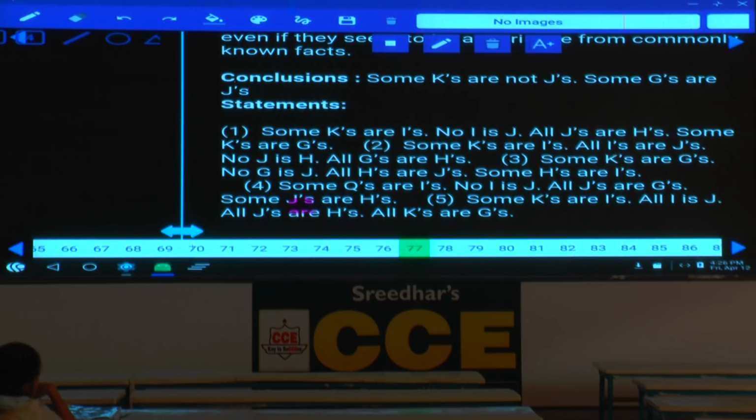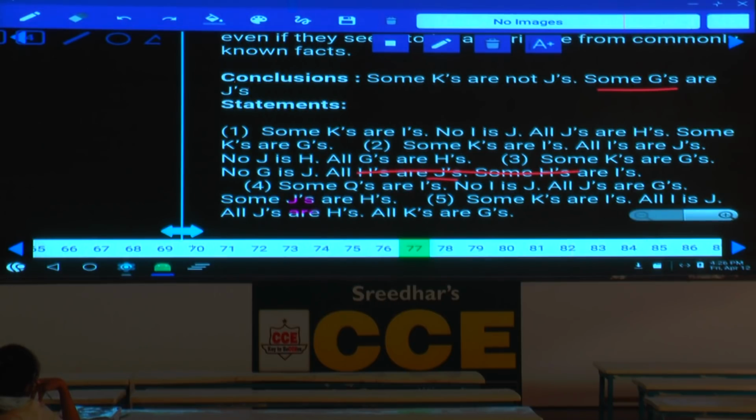Then coming to the second conclusion in choice 3, some G's are J's. Now J is here, isn't it? J should be there, H should go and G should come. For the relation between G and H there is no statement, so this is also ruled out.